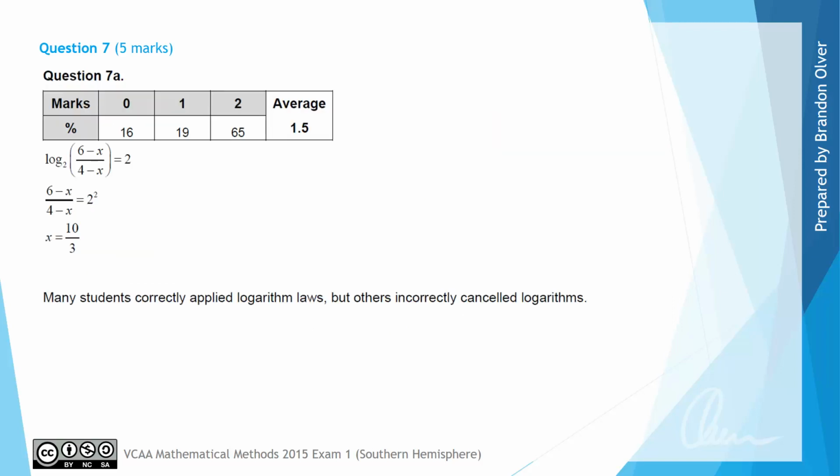From the examiner's report, we can see that 2/3 of students got that correct, with many students correctly applying logarithm laws. Some, on the other hand, incorrectly cancelled the logarithms out.